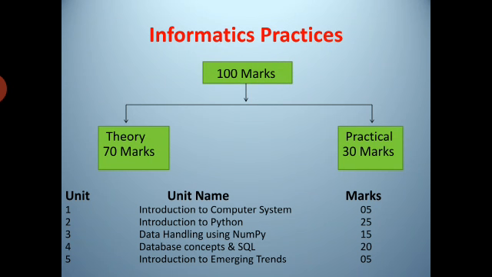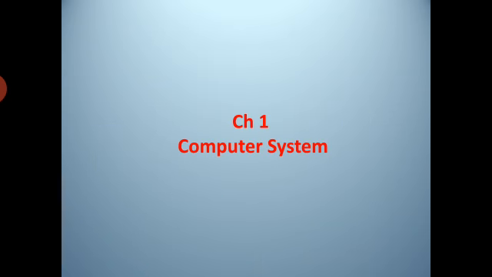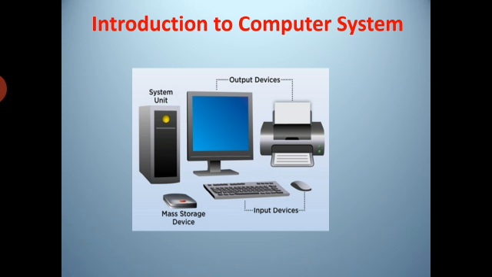Now today I will start with Chapter 1, that is Computer System. Children, as you all know, a computer is an electronic device that can be programmed to accept data, process it and generate results. A computer along with additional hardware and software together is called a computer system.